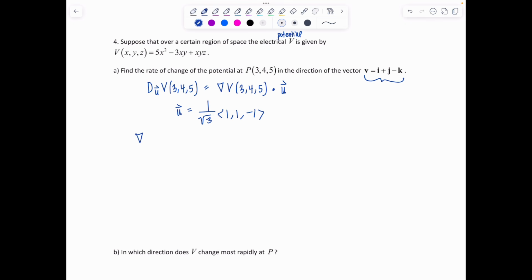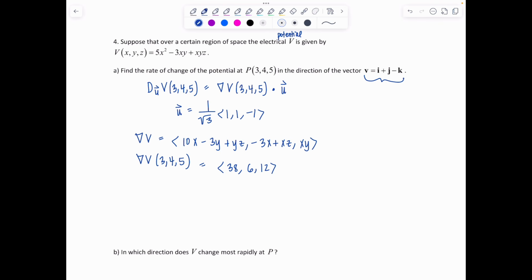Now let's go ahead, let's get the gradient of v. The gradient of v is going to be (10x - 3y + yz, -3x + xz, xy). So if I evaluate the gradient at the point (3, 4, 5), I get (38, 6, 12).